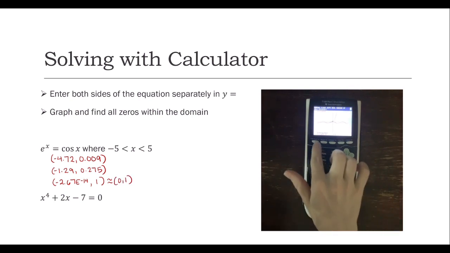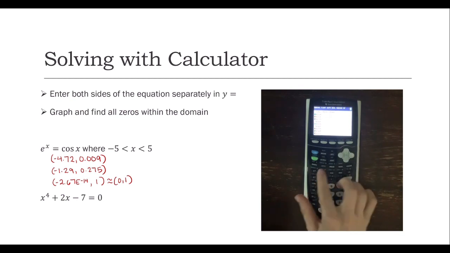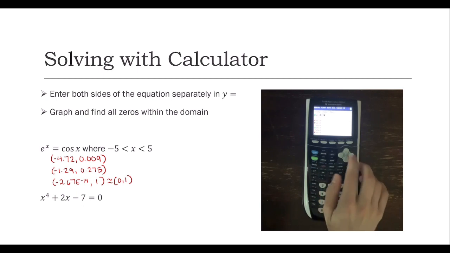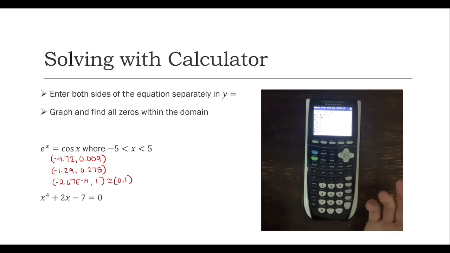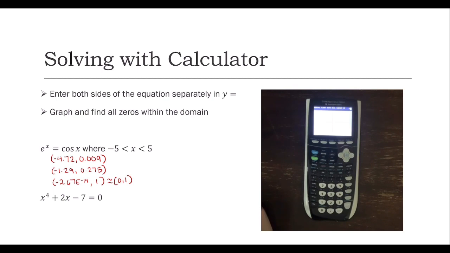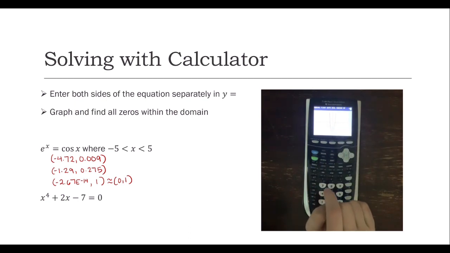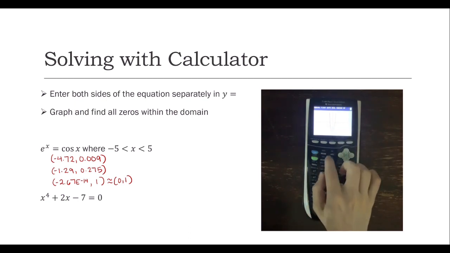For the second equation, we'll clear our y equals, and we want to find when x to the fourth plus 2x minus 7 is equal to 0. So we could do a line at y equals 0 and find when the lines intersect, or we could just find our zeros. So we'll click graph. We'll go ahead and let it load, and it looks like there's 2 points where it hits the x-axis. So there are 2 points where it's going to equal 0.